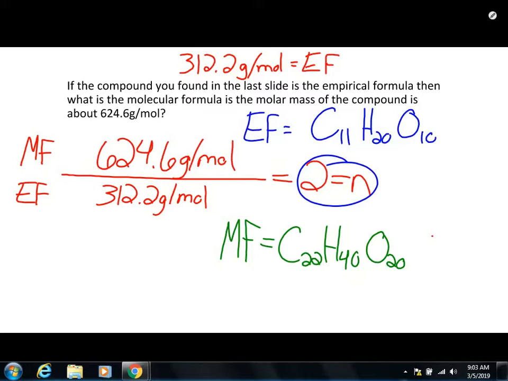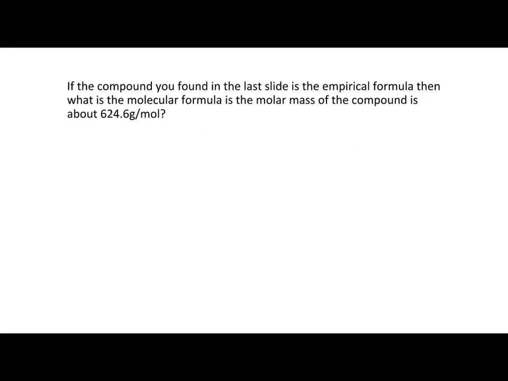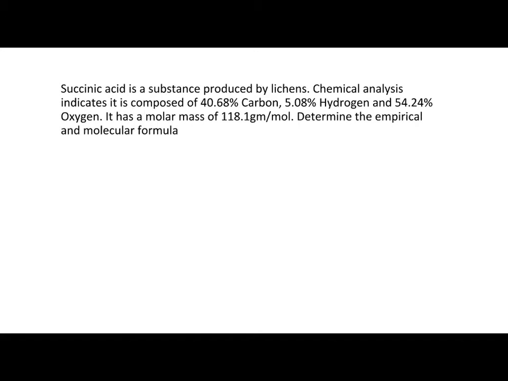People got this, or is it okay if I erase it and we move on to the next slide? All right. So I have this new problem. We'll go through this problem together as another practice. I want you to tell me what I need to do.